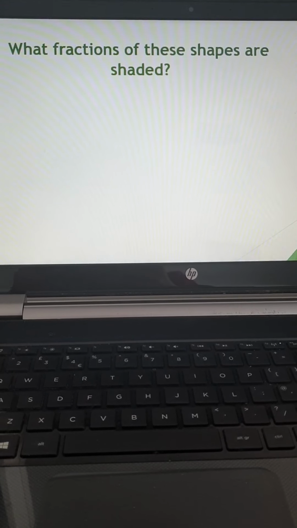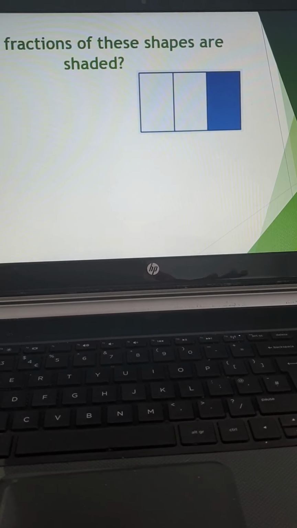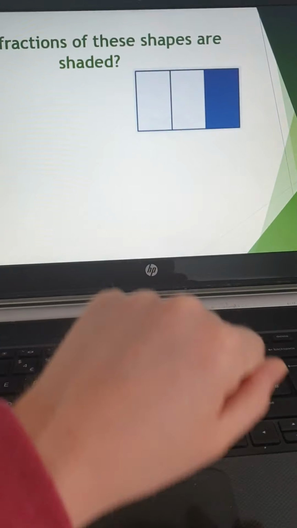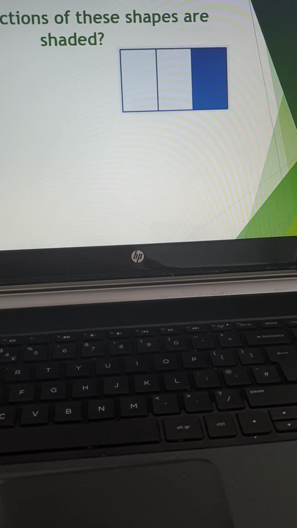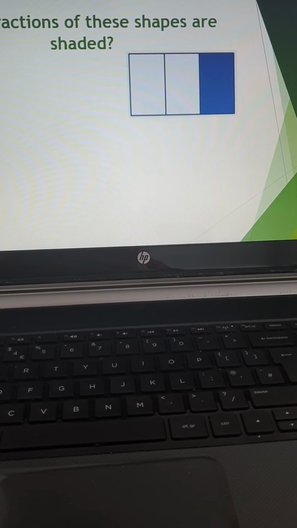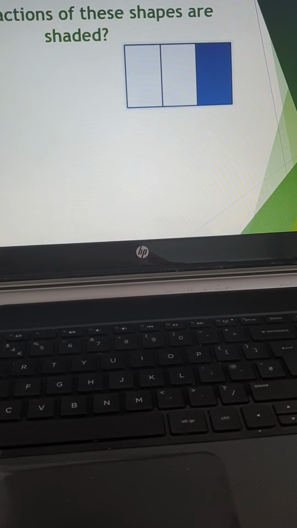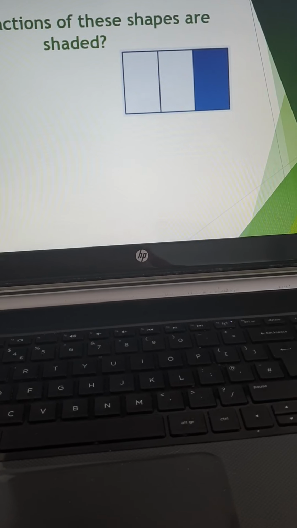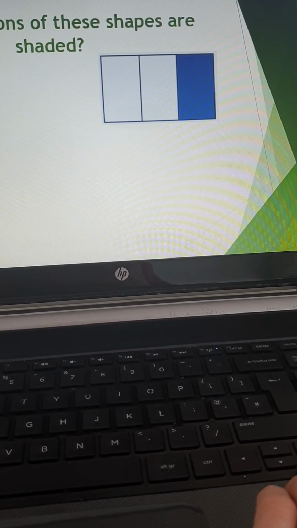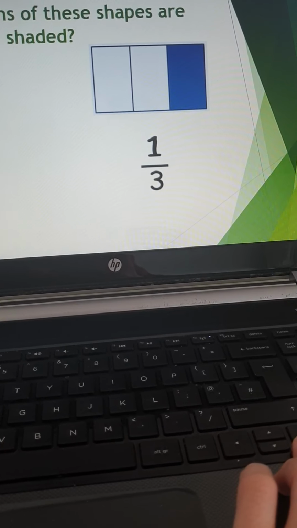Okay, what fractions of these shapes are shaded? Okay, so this is the first one here. So firstly, we're going to look at the total amount of pieces. So we have 1, 2, 3. So we know that this shape is divided up into thirds. Okay, like the other shape was halves, this is thirds. Okay, now if we know the denominator is going to be 3, what is our numerator going to be? So our top number, so the amount of shaded pieces. So that would be 1. So our fraction of shaded pieces is 1 over 3, 1/3.